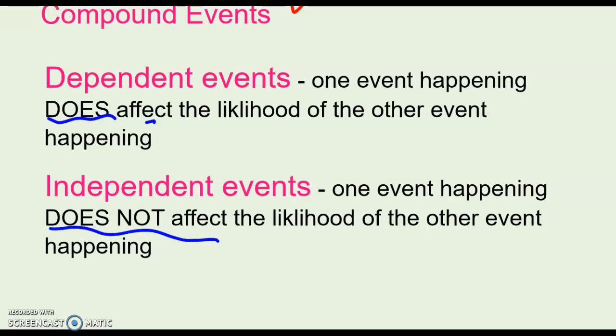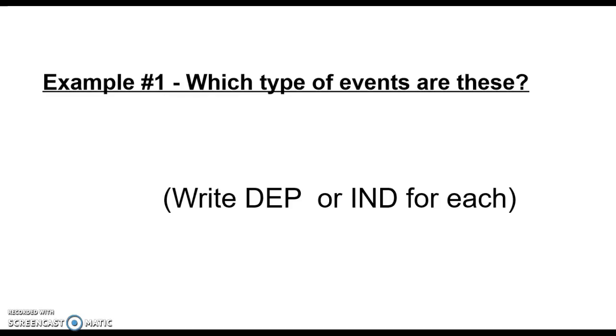So let's look through some examples. You're going to be thinking about, does the first thing affect the second thing? If it does, then those things are dependent on each other. If it does not affect the second thing happening, then they're independent of each other, okay? So let's do a couple examples. So you're going to write down independent or dependent for each of these, okay? I'll do a couple and then you'll practice a couple.